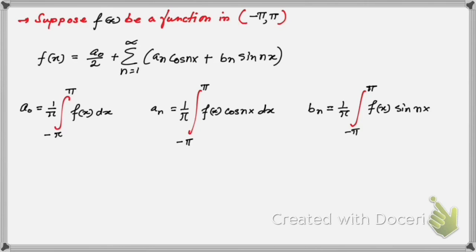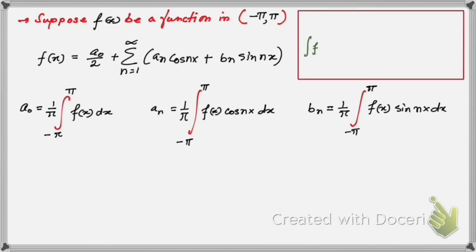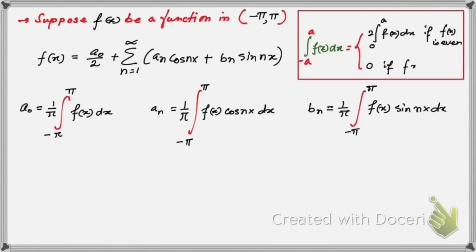Now you can see, let me write the property of the definite integral again. If it is an even function, you will get this result, and if it is odd, you are going to get 0, right? So in that case, if f of x is odd, then according to this rule you are going to get 0, right?